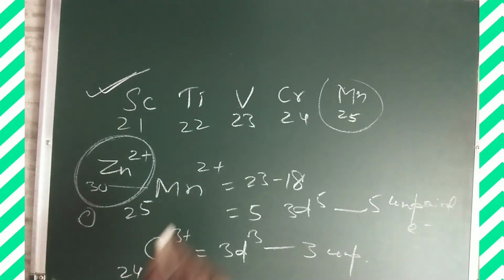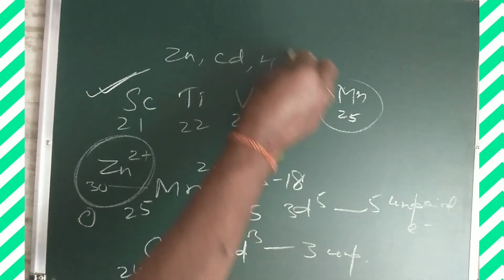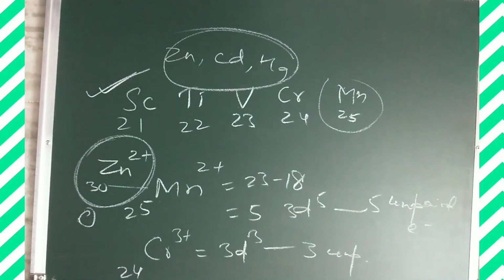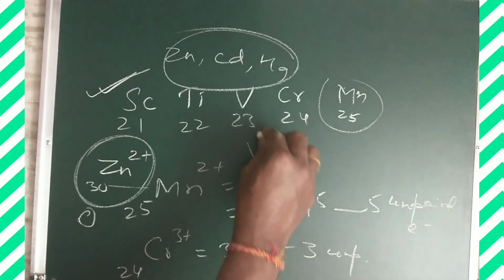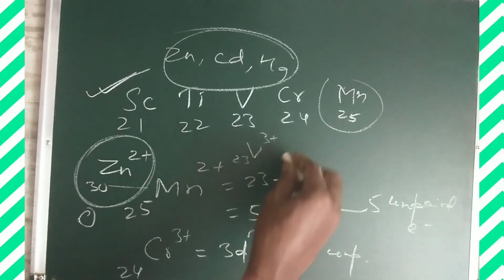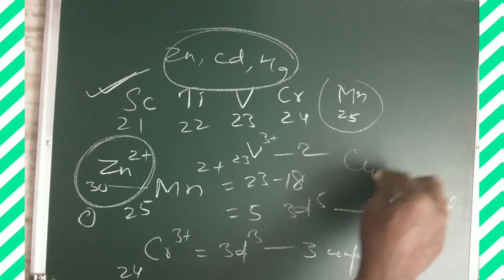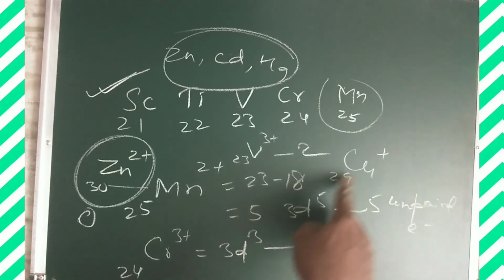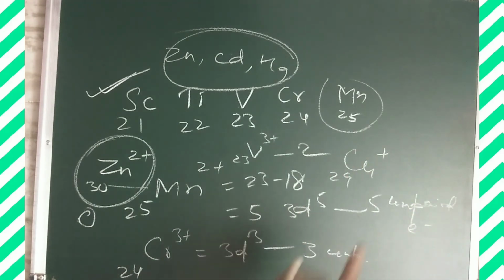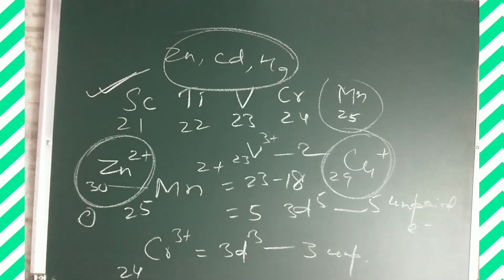That's why zinc, along with cadmium and mercury, is regarded as a pseudo transition element. Coming to vanadium, vanadium 3+. Vanadium is 23, 23 minus 3 is 20, 20 minus 18 is 2, so it has 2 unpaired electrons. Suppose copper +. Copper is 29, 29 minus 1 is 28, 28 minus 18 is 10, so that means it has 0 unpaired electrons. Copper + has 0 unpaired electrons.